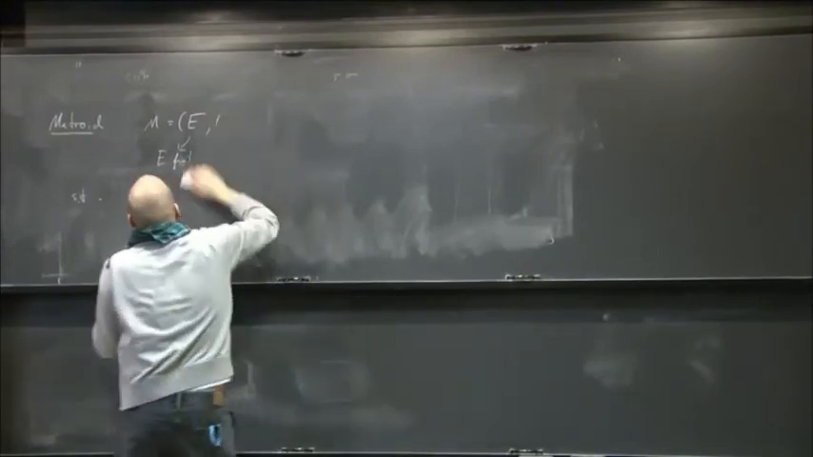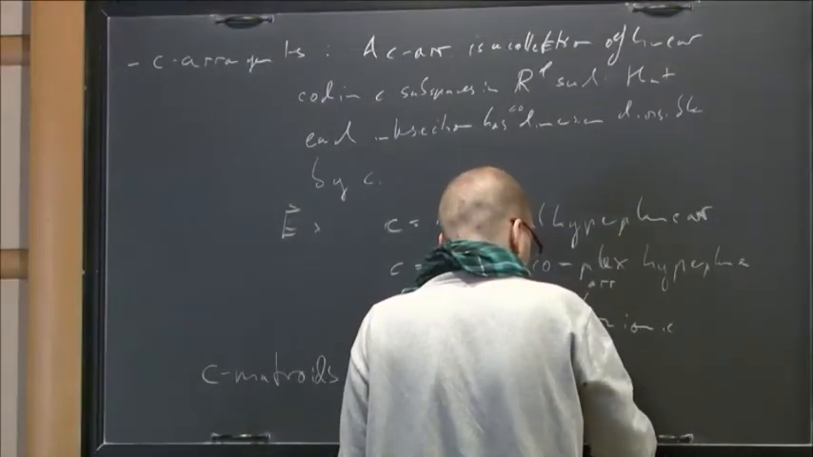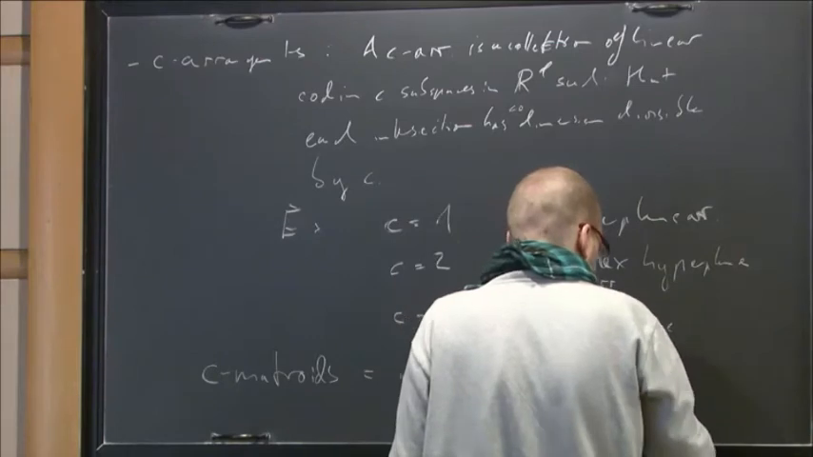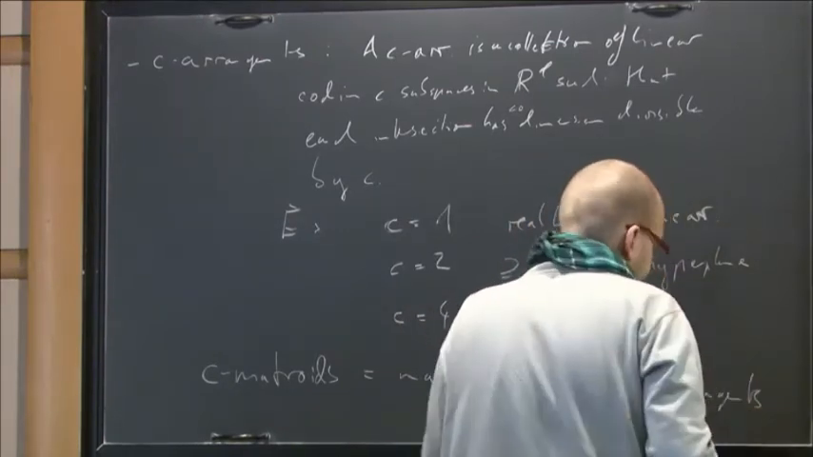But as I said, you have to be careful with the proof, because I don't quite believe that this is a proof that will work for all matroids in the end. So these, I will just call them C matroids. And these are matroids realizable as C arrangements. Okay?